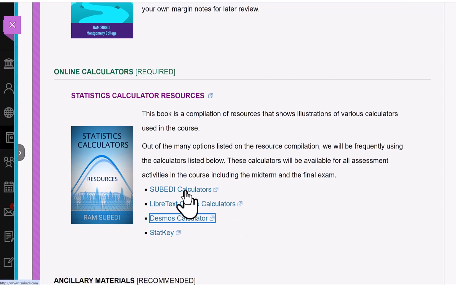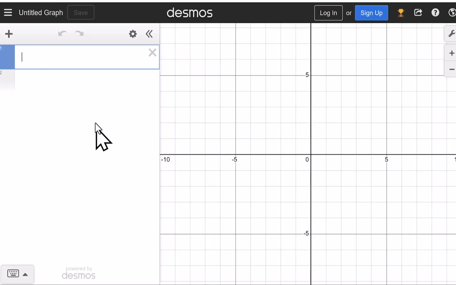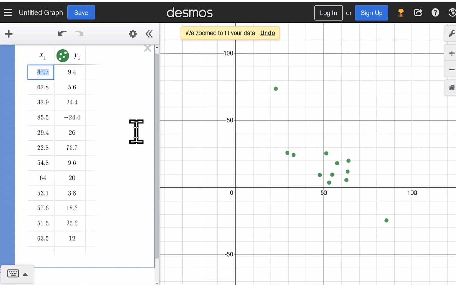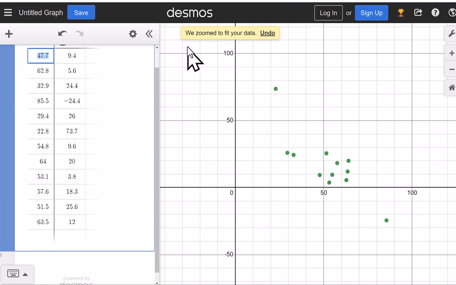So we got Subedi calculators, which leads us to Desmos. And in this one, we have to type in the data by comma separation, unless you figure a way out and let me know. Otherwise, we can use the Desmos calculator. Okay, so Desmos, remember I clicked on this, and once I do that, it will paste this data, and you can see that there is a negative association here.